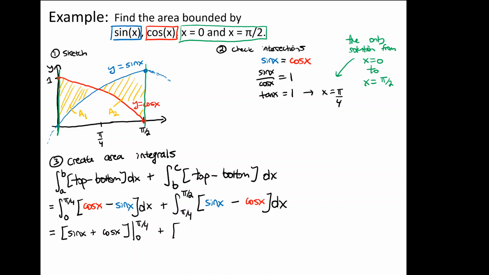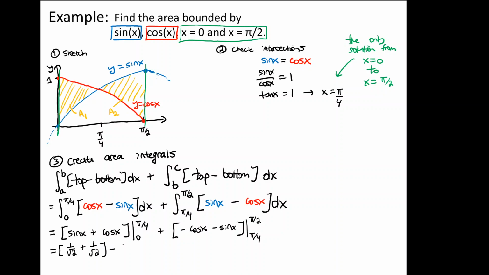Plus, antiderivative of sine of x is negative cos. Antiderivative of cos is sine, so we get negative sine of x. And that's evaluated from pi over 4 to pi over 2. Okay, let's plug in the top bound. Sine of pi over 4 is 1 over root 2. Cos of pi over 4 is 1 over root 2.